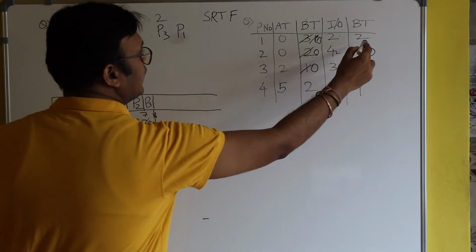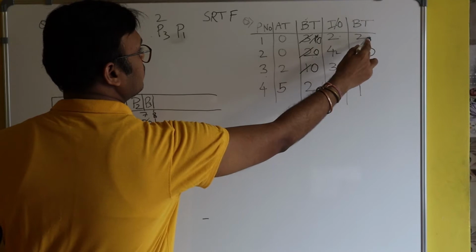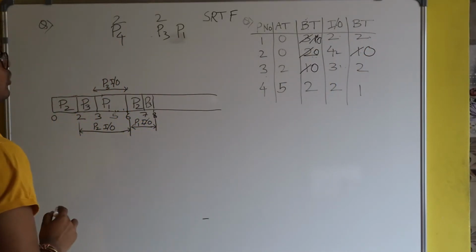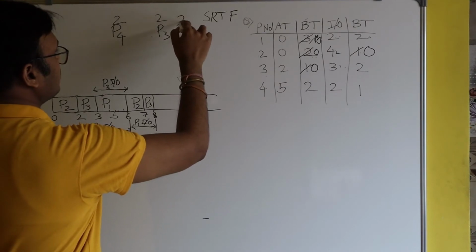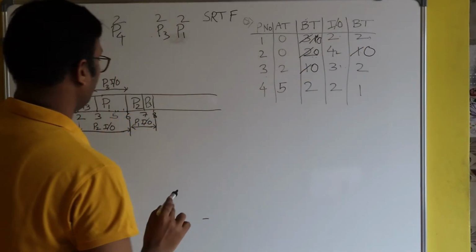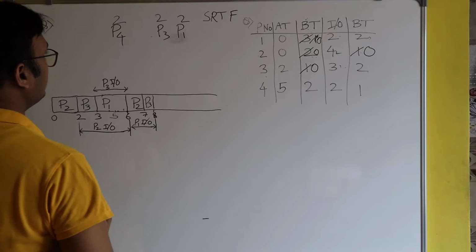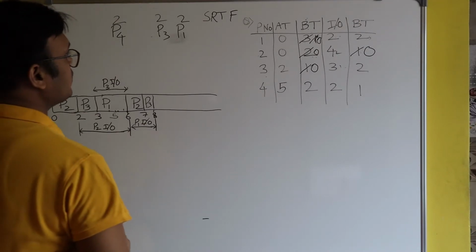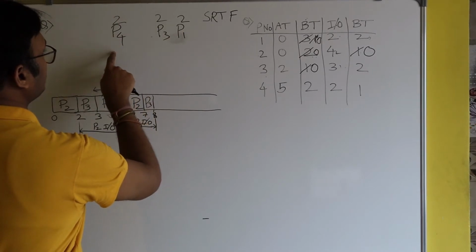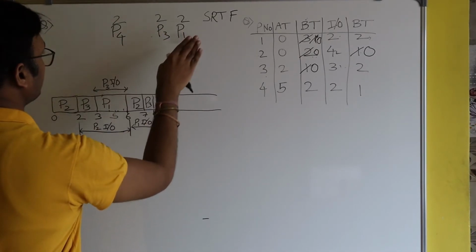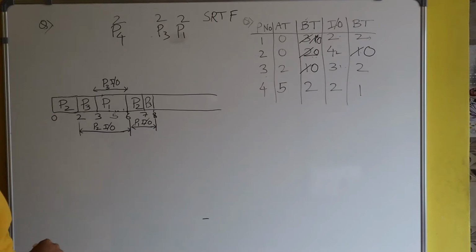Now P1 is ready to run its last burst time. Process P1's burst time left is 2 seconds. But here you see, the CPU will be given to which process? Process P3, process P1, or process P4? Because all these processes have 2 seconds left.